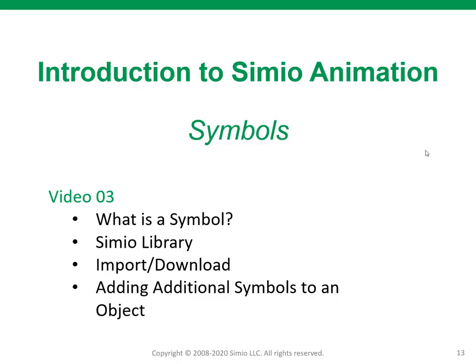This is video 3 in the introduction to Simio animation, and in this video we'll focus on the use of symbols. In our overview, we'll talk about what a symbol is. We'll demonstrate how to use a symbol from the Simio library. We'll import and download a symbol, and then we'll demonstrate and discuss how to add additional symbols to an object so that you can change an object's appearance as the model is running.